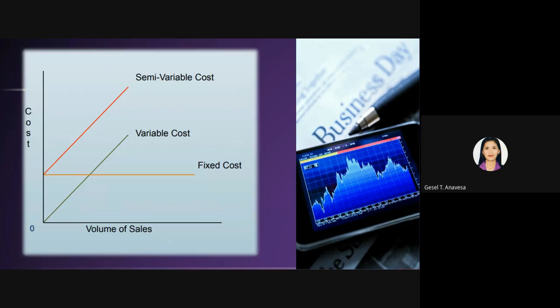Okay, here is the graph showing the cost for the semi-variable cost and then the volume of sales. So in order to be able to predict how cost will change with revenue or activity, it is essential to be able to determine which costs are fixed, variable, and semi-variable, and a linear relationship is assumed. However, in practice, it can be expected that variable cost per unit drop as volume increases due to increased discounts for bulk purchases and economies of scale.